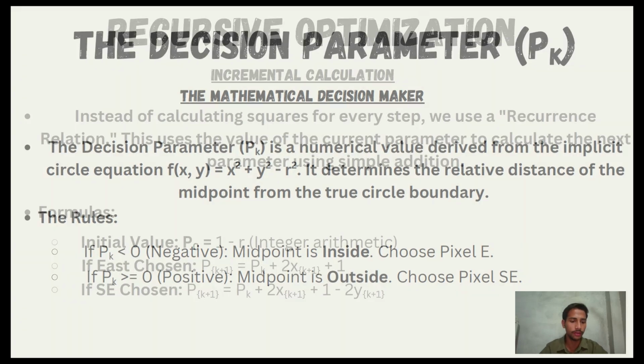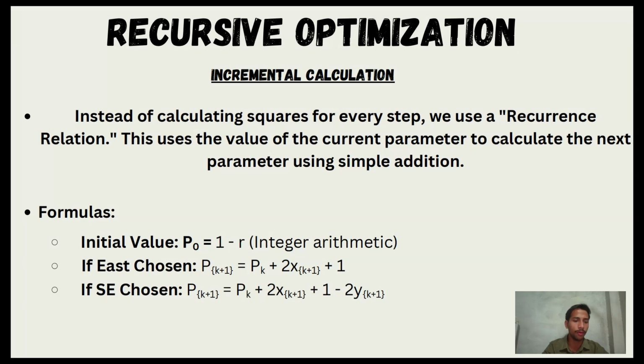Moving on to the next slide, which is recursive optimization. Now, if we calculate that full equation every single time, it will be slow. So we use recursive optimization instead. Instead of calculating squares from scratch at every step, we use the current value to find the next value using simple addition. We start with an initial value of 1 minus r. From there, we just update it. If we choose east, we add 2x plus 1 to our parameter. If we choose southeast, we add 2x plus 1 and subtract 2y. This turns a complex geometry problem into simple addition.